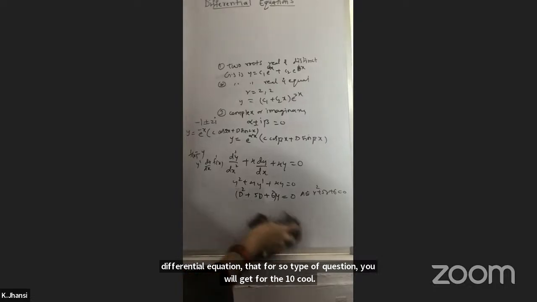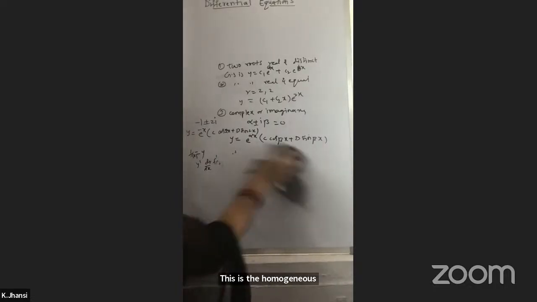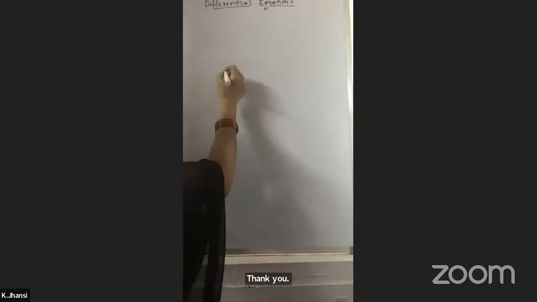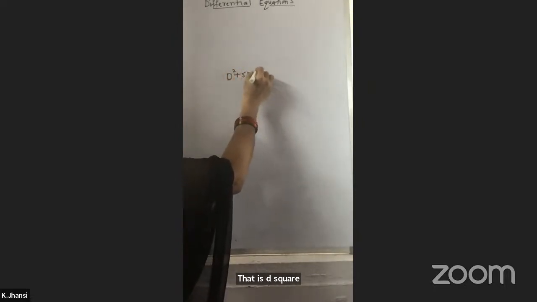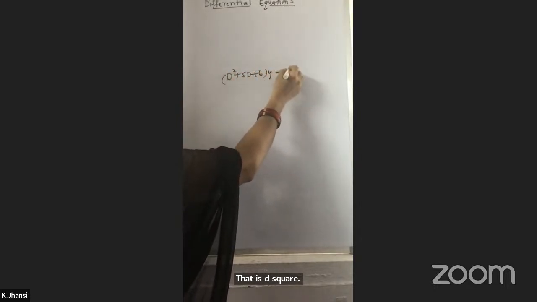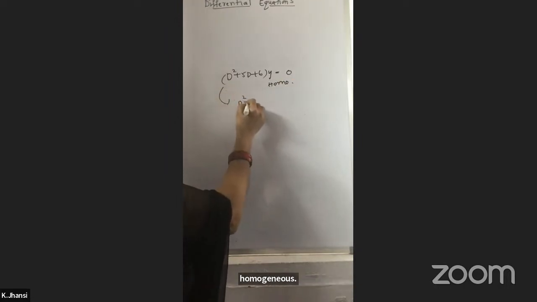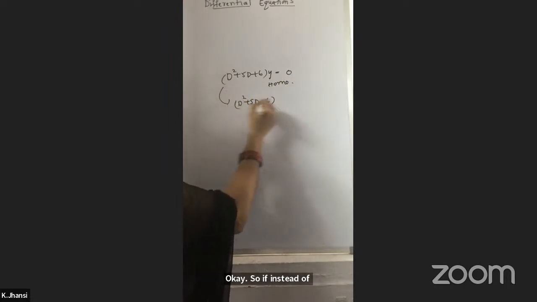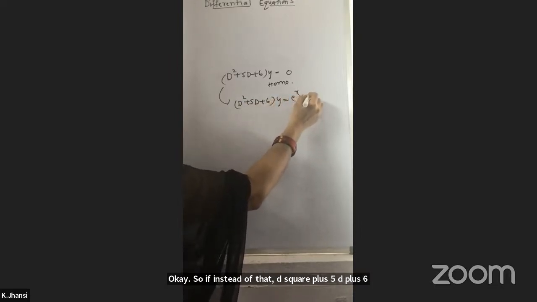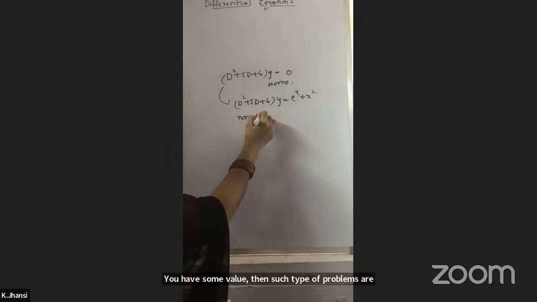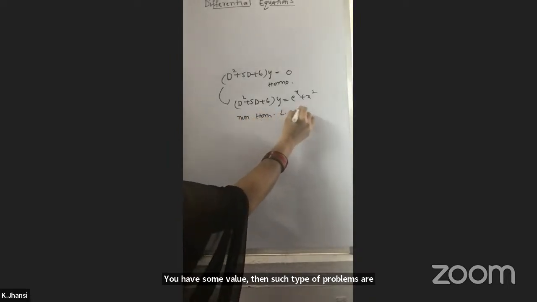Here this is the homogeneous one: d square plus 5d plus 6 of y equals to 0 means it is homogeneous. If instead d square plus 5d plus 6 into y equals e to the power of x plus x square, that means b of x has some value, then such problems are called non-homogeneous linear differential equations.